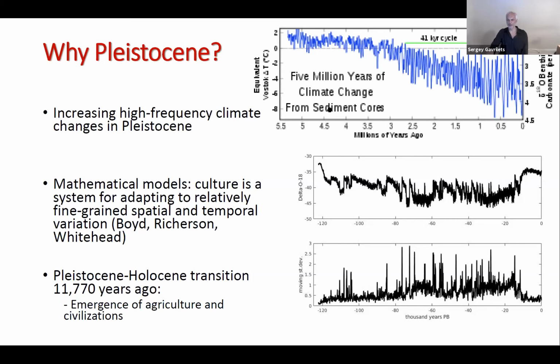This graph shows the last 5 million years, with a measure related to the temperature. Past is on the left, present is on the right, and you see growing fluctuations. This graph below shows the last 120,000 years, again with data related to the temperature, and this is a standard deviation. You see a significant increase in standard deviation about 85,000 years ago. Why this is important is because mathematical models show that culture is exactly the system for adapting to this type of environmental instability. Interestingly, a major and very important transition in our history came when the environment stabilized about 12,000 years ago. That's when agriculture and civilizations started to appear.